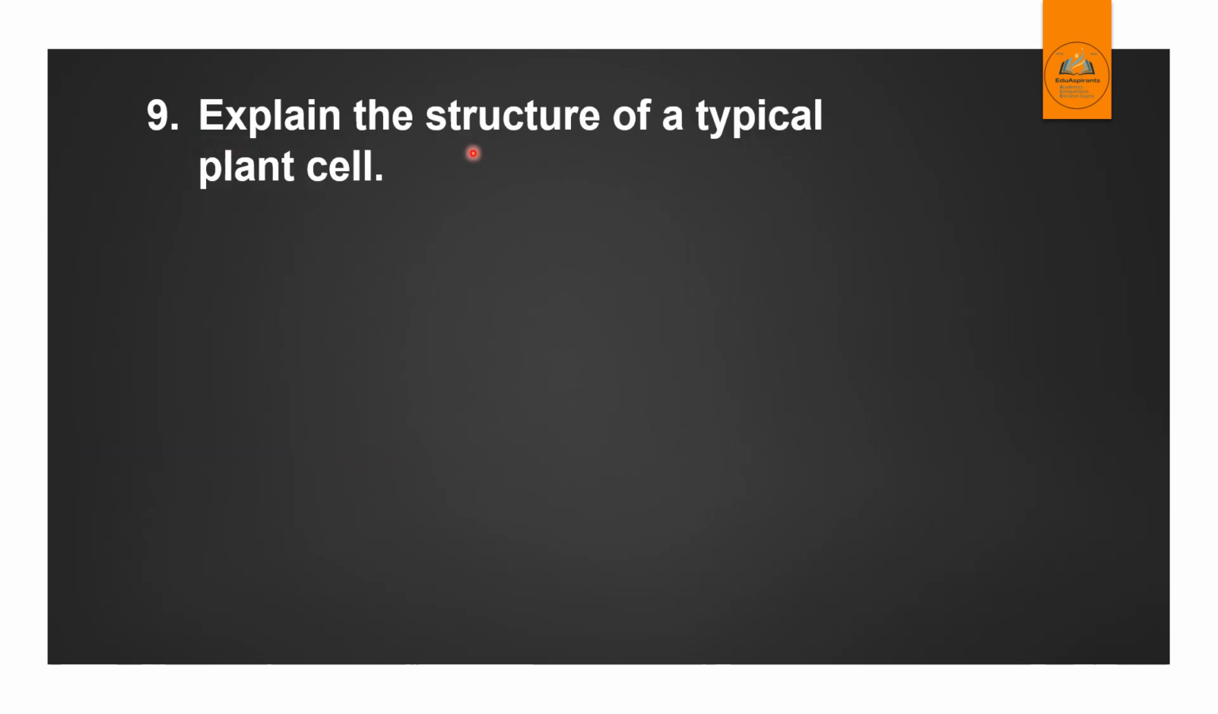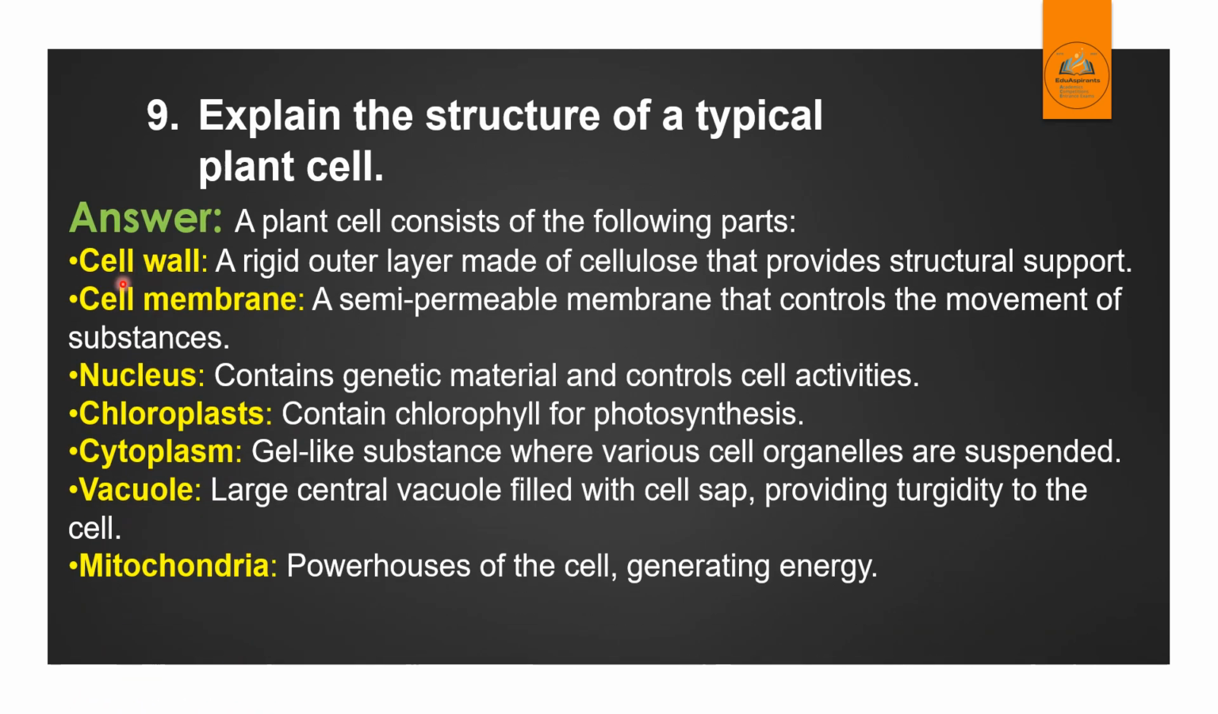9. Explain the structure of a typical plant cell. A plant cell consists of the following parts: cell wall, a rigid outer layer made of cellulose that provides structural support; cell membrane, a semi-permeable membrane that controls the movement of substances; nucleus, which contains genetic material and controls cell activities; chloroplasts, which contain chlorophyll for photosynthesis; cytoplasm, a gel-like substance where various cell organelles are suspended; vacuole, a large central vacuole filled with cell sap providing turgidity to the cell; and mitochondria, the powerhouse of the cell that generates energy.